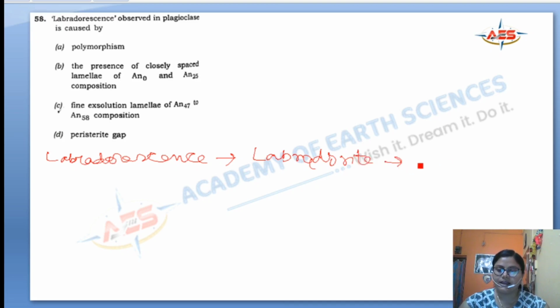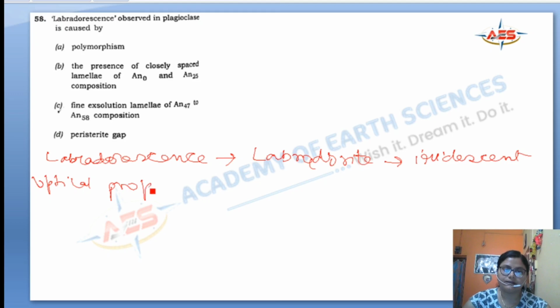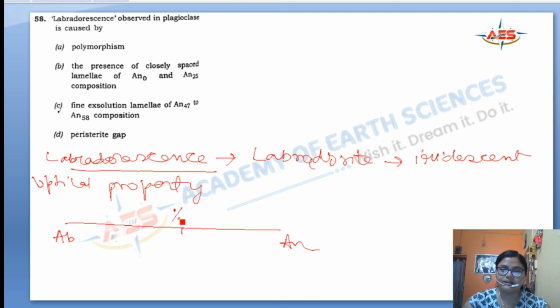It shows an iridescent optical property, okay, and this is called labradorescence. Now, labradorite is a member of the solid solution series of albite-anorthite. Okay, it generally plots at a percentage anorthite content of 50 to 70. Okay.